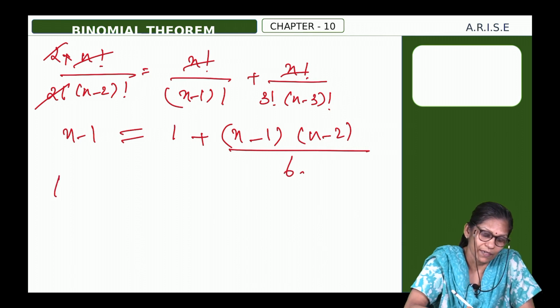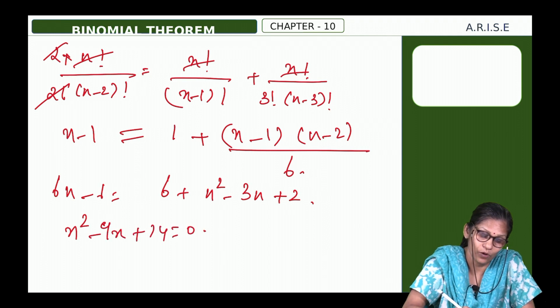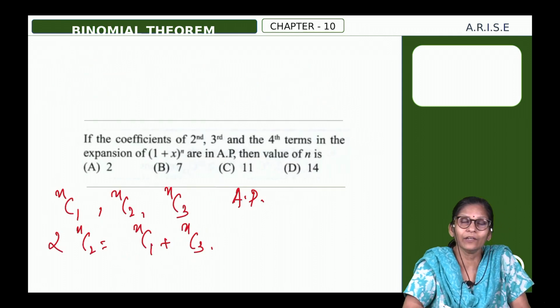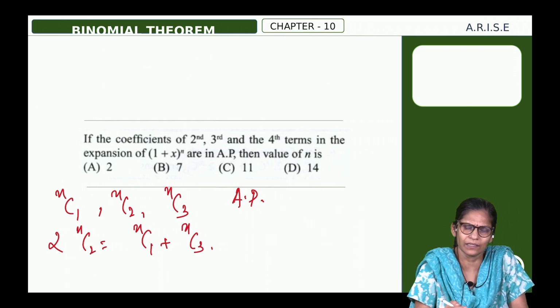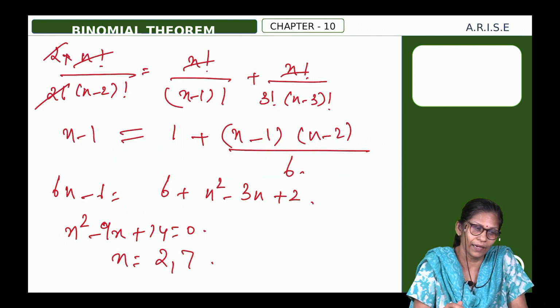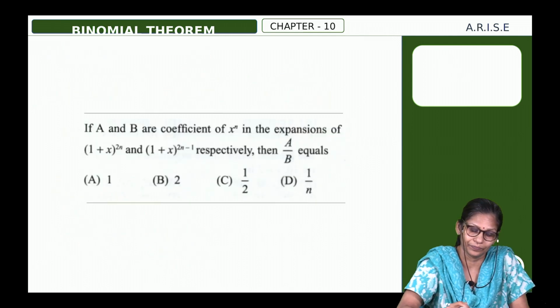So, you can cross multiply. 6n minus 6 is 6 plus n squared minus 3n plus 2, that is n squared minus 9n plus 14 equal to 0, making n either 2 or 7. Now, n is equal to 2 will make no meaning to this. 1 plus x the whole square has only 3 terms. Here you are talking about the fourth term. So, what is the possible value of n? N should be 7. Option B is your answer.